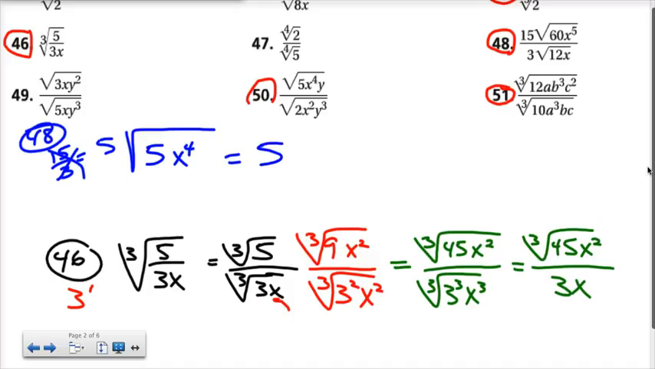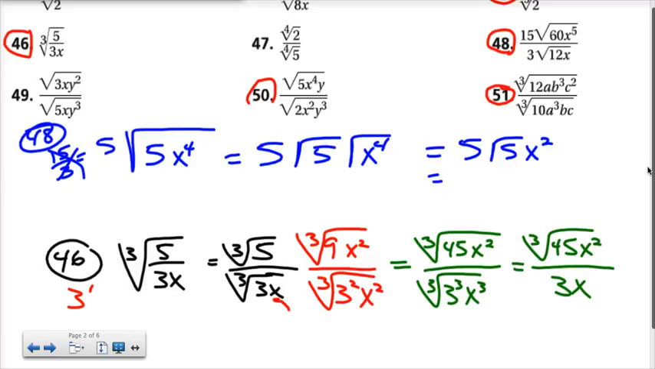So I have my 5, square root of 5, nothing I can do with that, but the square root of x to the fourth is x squared. So this will be a 5, square root of 5, x squared, which will be 5x squared square roots of 5, putting the radical in the back on that one.